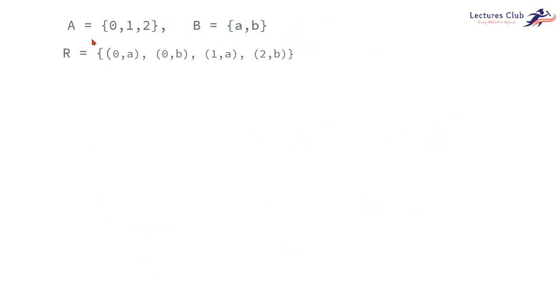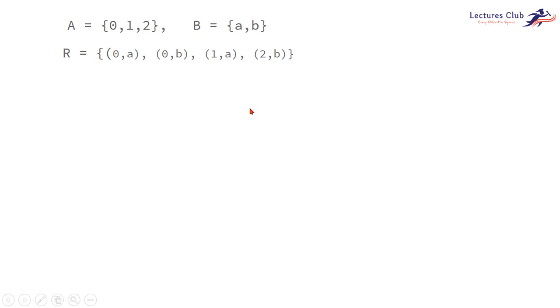Let's say we have two sets. A contains the elements 0, 1, 2, and B contains the elements a and b. And R is the relation from A to B, or you can say R is a subset of A Cartesian product B. So how can we graphically represent this relation?